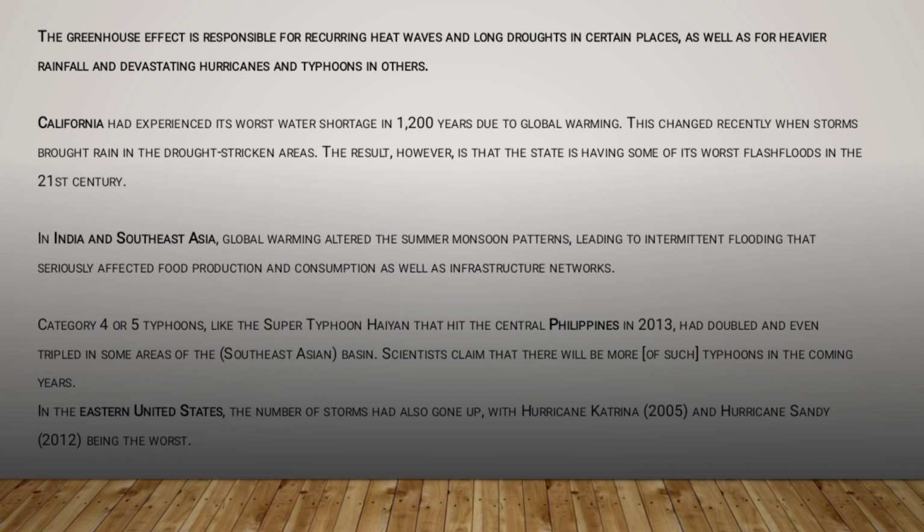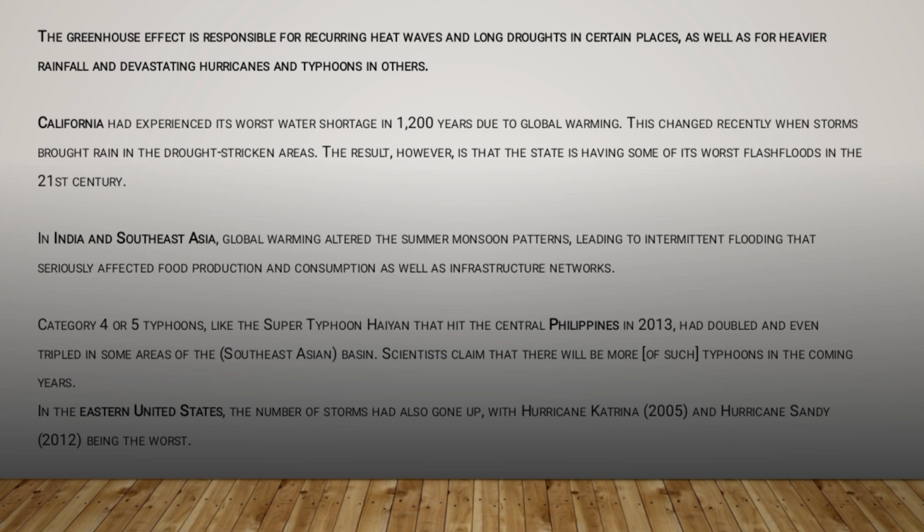California had experienced its worst water shortage in 1,200 years due to global warming. This changed recently when storms brought rain to the drought-stricken areas. The result, however, is that the state is having some of its worst flash floods in the 21st century. In India and Southeast Asia, global warming altered the summer monsoon patterns, leading to intermittent flooding that seriously affected food production and consumption as well as infrastructure networks.